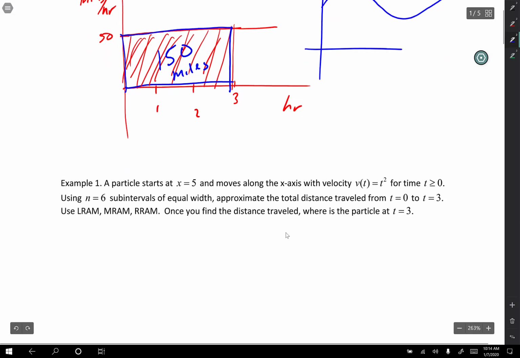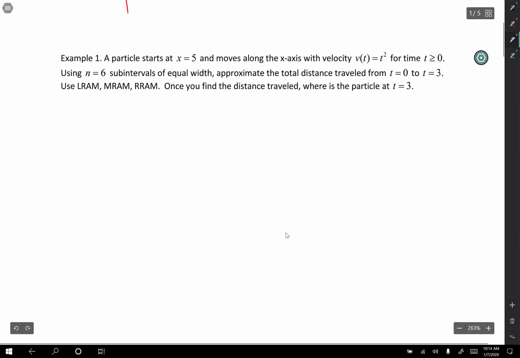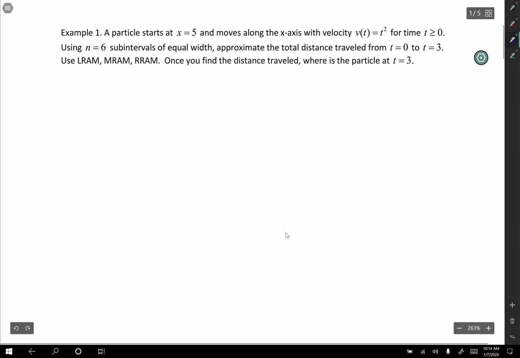Will it always be finding an area on a specific interval? As we get more advanced, we're always going to be finding specific areas all the time and exact. But right now, we're just doing approximation. What graph is this? Velocity time graph. So here we go. Example 1.